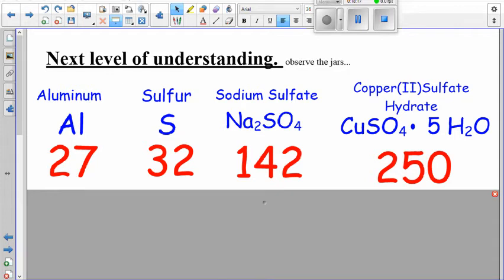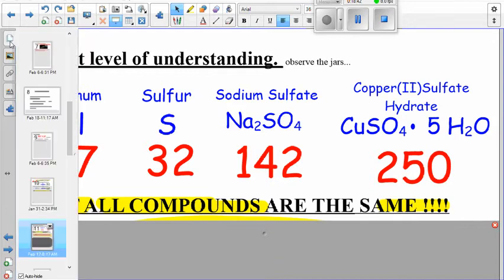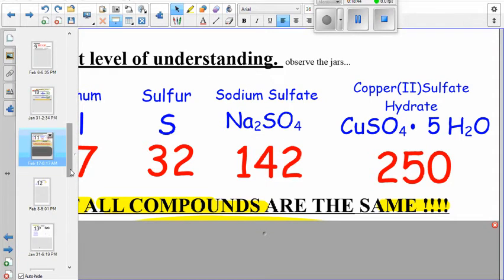Good stuff. So if I had 27 grams of aluminum, that might be a mole. But if I only had 27 grams of copper sulfate pentahydrate, that would only be like 0.1-ish moles of this. Just because you have the same mass of two things does not mean you have the same amount of molecules at all. We're clear on that? The formula weight is what tells you how many moles you got. So not all compounds are the same. Mass and moles have no relation at all.